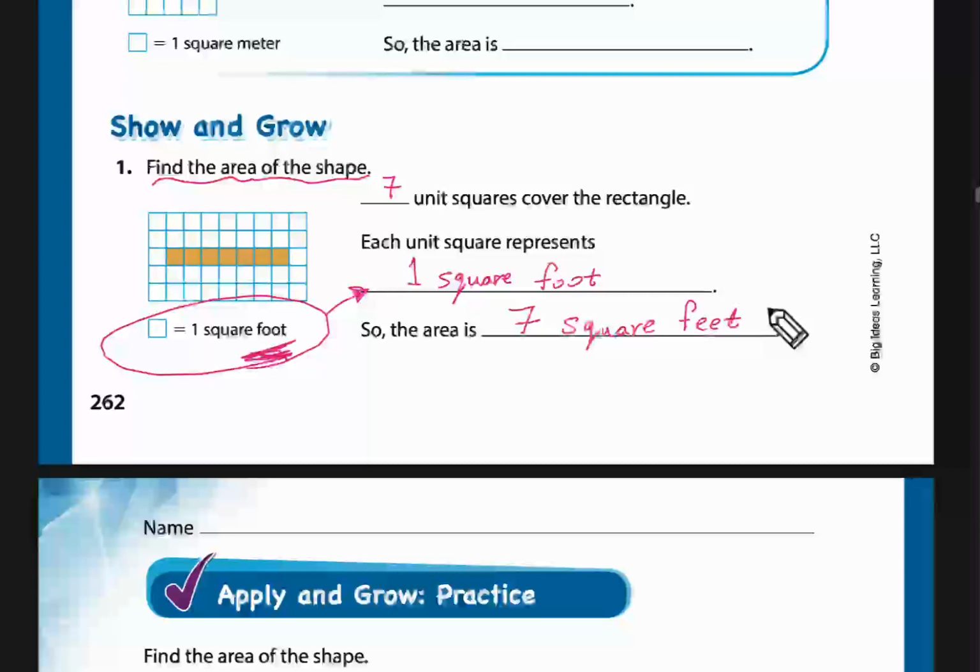Okay, so the number 7, because 7 unit squares cover the rectangle. We counted them, they are 7. And we are using square feet here. The difference here is that this is foot and this is feet. Foot for one foot. But more than one, we use feet. So 2 feet, 3 feet, and so on. So this is 7 square feet because it's more than one.